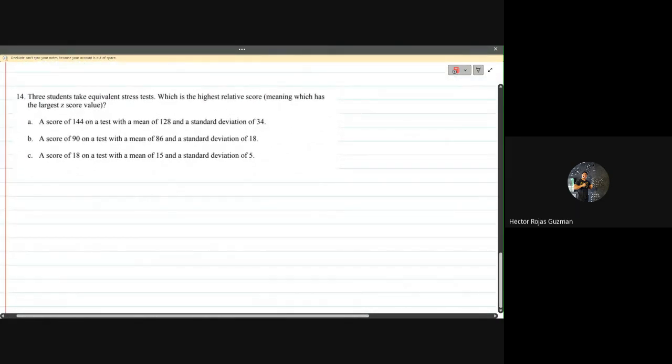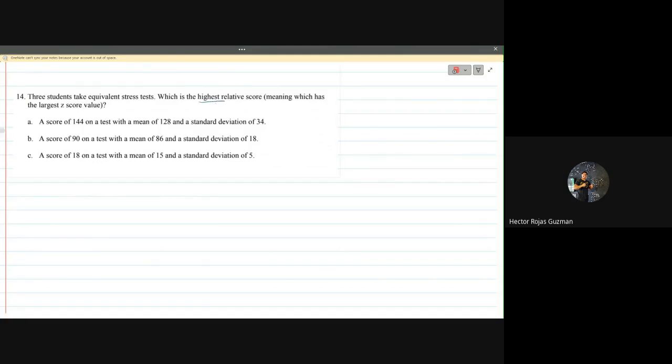Let's see what this next problem is all about. 3 students take an equivalent stress test. Which is the highest relative score? Highest relative score. Meaning, which has the largest z-score value? Now, here is where z-score comes in handy, right? If you look at the 3 scores from the students, we have 144, 90, and 18. At face value, you'd be like, oh, well, the student that scored 144 has the highest score. Like, for sure, how is that even a question?